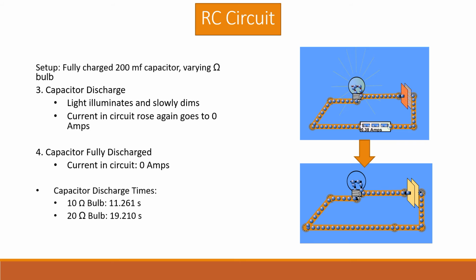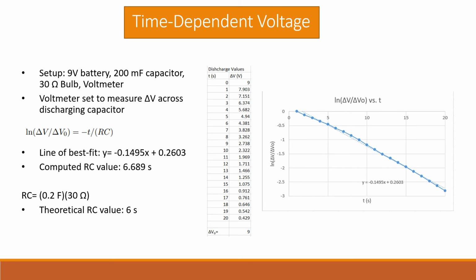and 19.2 seconds respectively. An RC circuit was set up similar to before, this time using a 9 volt battery, a 200 millifarad capacitor, and a 30 ohm bulb. The capacitor was charged and the battery was disconnected, and the capacitor was attached directly to the bulb and allowed to discharge. A voltmeter was attached to both ends of the capacitor to measure the potential difference at 21 second intervals. The initial voltage difference across the capacitor was 9 volts, the voltage of the battery.